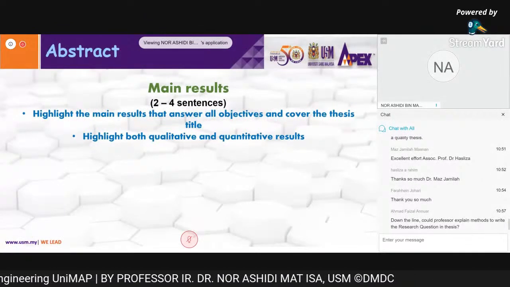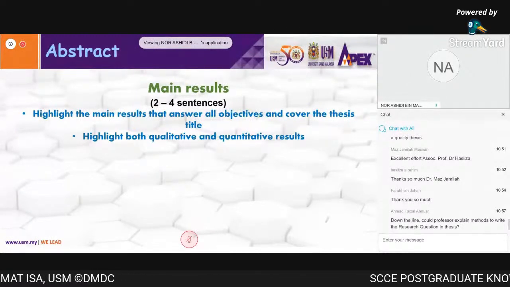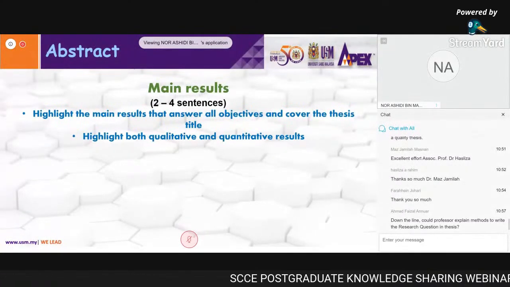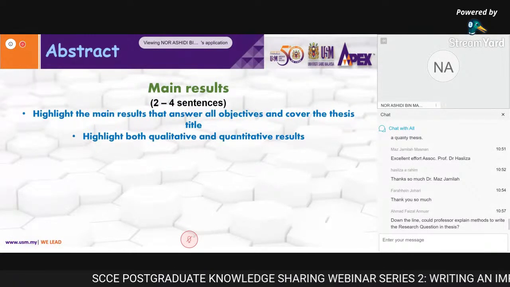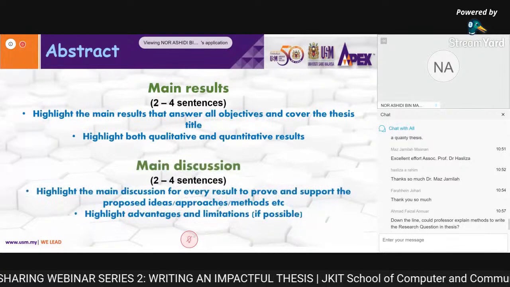Down the line, could Professor explain methods to write the research question? Okay, I will. It will be in chapter 1. I will explain later, Ahmad Faizal. Okay, in chapter 1.